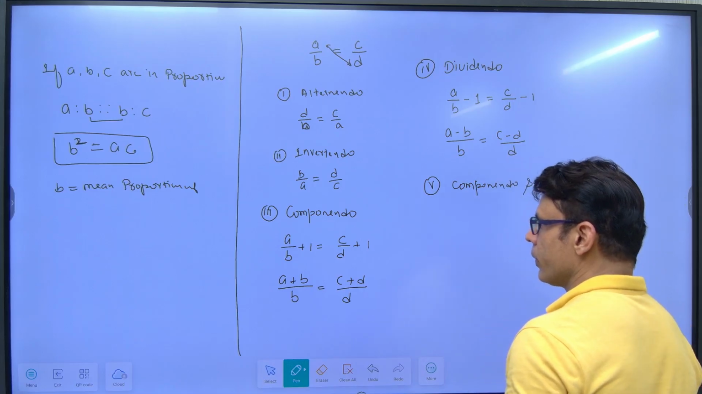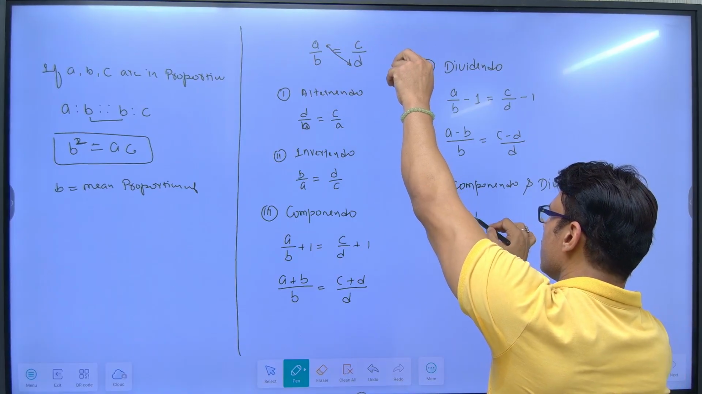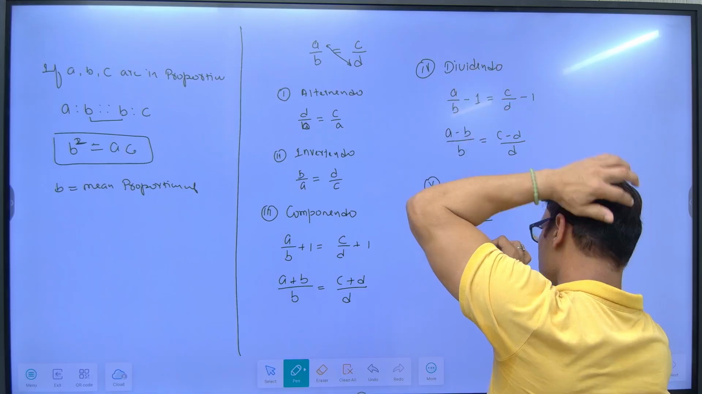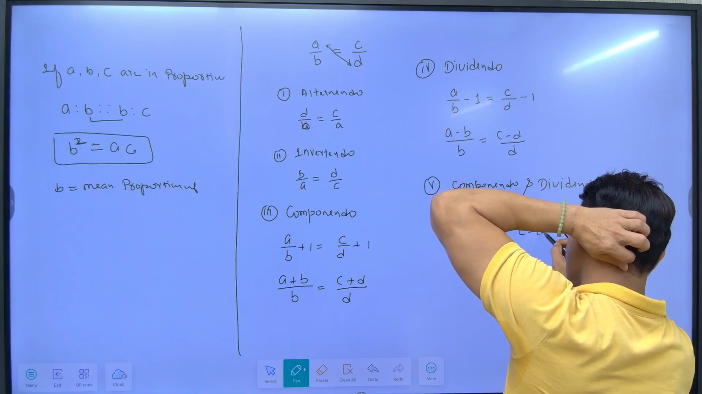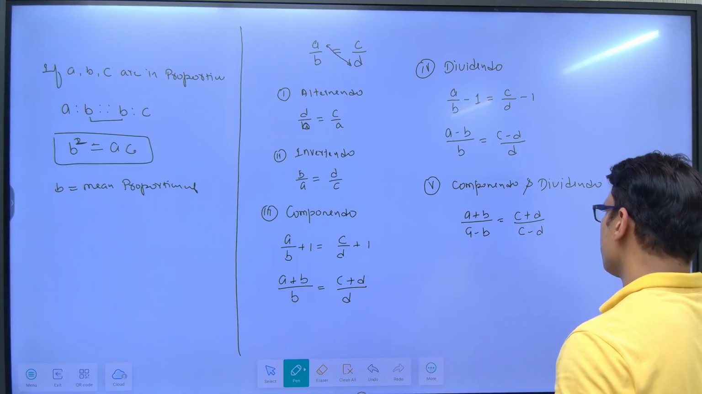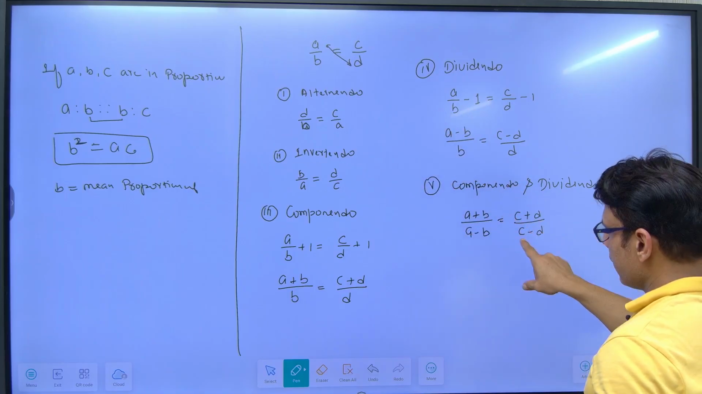And fifth is called componendo and dividendo together. In componendo and dividendo, this same thing can be written as A plus B over A minus B and C plus D over C minus D. Called componendo and dividendo. बाकी तो पता नहीं, ये बहुत इंपॉर्टेंट है.